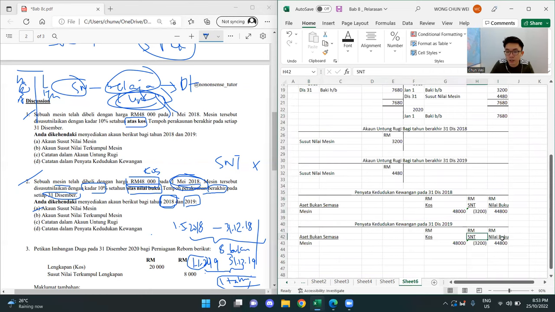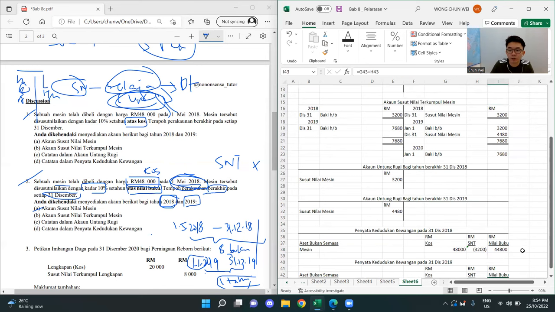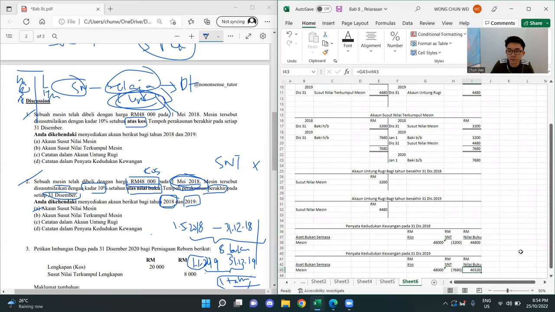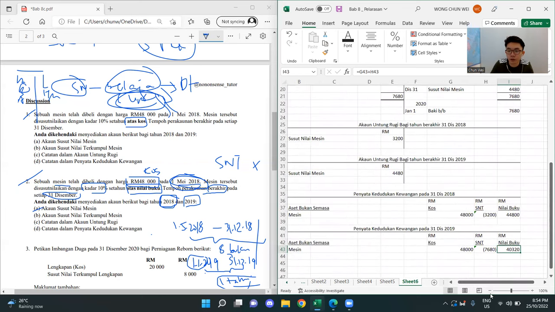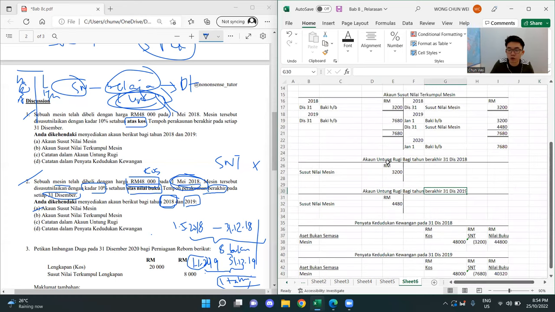So your PKK by the 31st December 2019. Make sure you got your cost, SNT, Nilai Buku Mesin, and your cost is the same at 48,000 ringgit. But for your SNT, it is no longer 3,200. All right. How much is it? It is 7,680. Bam. And then, so now your current nilai buku is 40,320. So this is how you record for your Susut Nilai. So now you have to know where to record your Susut Nilai, where to record your SNT.